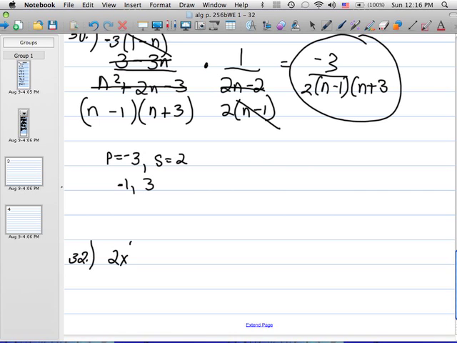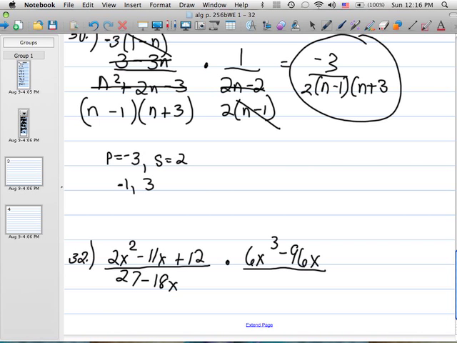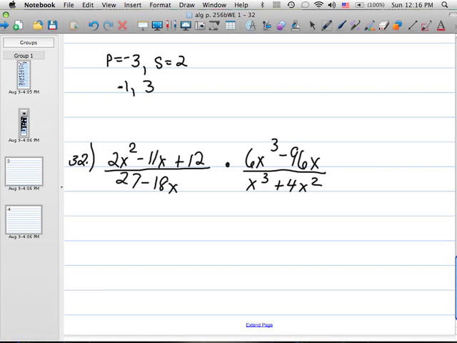And the last problem, 32. You have 2x squared minus 11x plus 12 over 27 minus 18x, divided by, change to multiplication, 6x cubed minus 96x over x cubed plus 4x squared. This trinomial here, we have to do product sum, split the middle. So we'll do that right now, and just do it below the problem. Product is 24. The sum is negative 11. 1 and 24, 2 and 12, 3 and 8 would work if they're both negative.